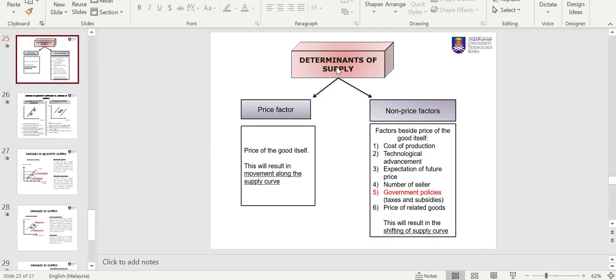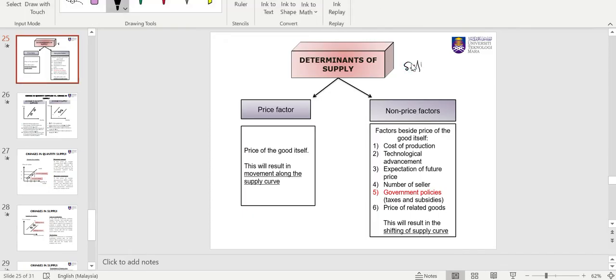Same goes with the supply curve. There are two factors that can change the supply curve. First, price factors. Second is non-price factors. Price factor is the price of the good itself. So same goes with demand. Cuma you must understand that for the supply curve, you must think of yourself as a seller. If you think of yourself as a seller, it will be much easier for you.